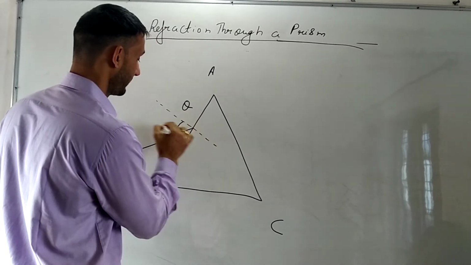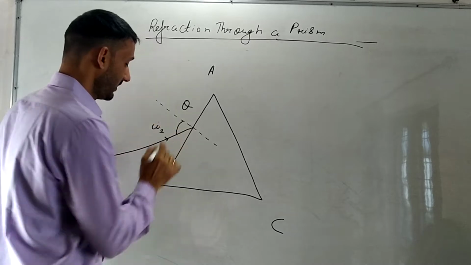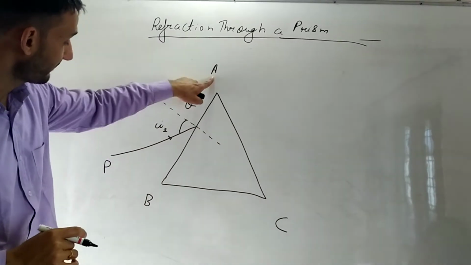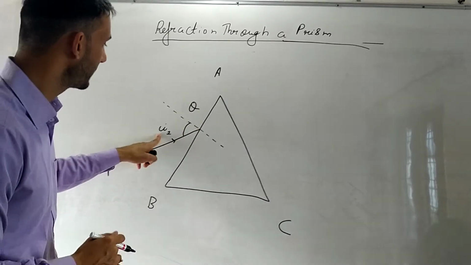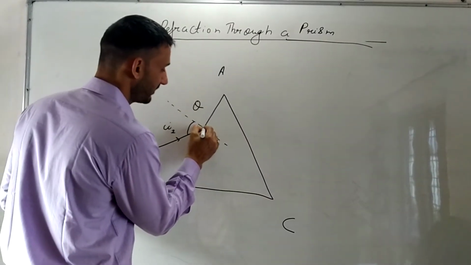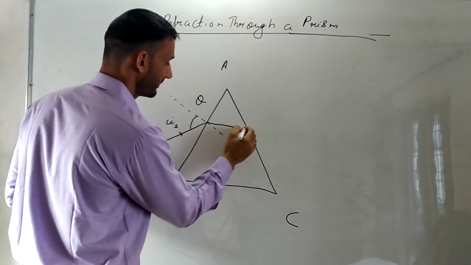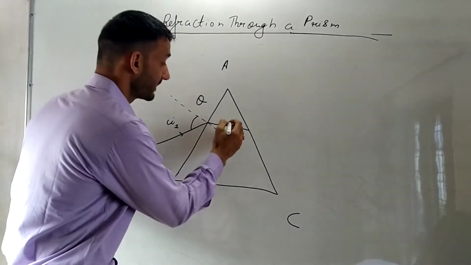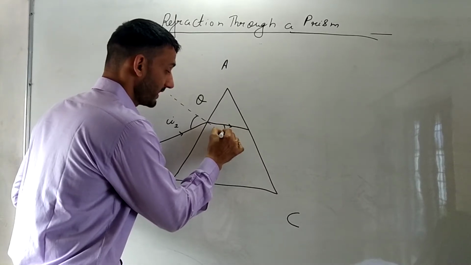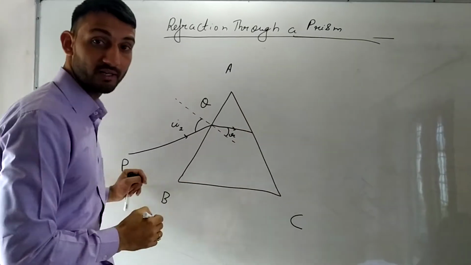So the angle between these two will be known as I1. I1 is the angle of incidence for surface AB. Now the light ray will bend towards the normal. So it will bend like this. Why will it bend towards the normal? Because the light ray is going from rarer to denser medium. This is known as angle R, that is the angle of refraction.